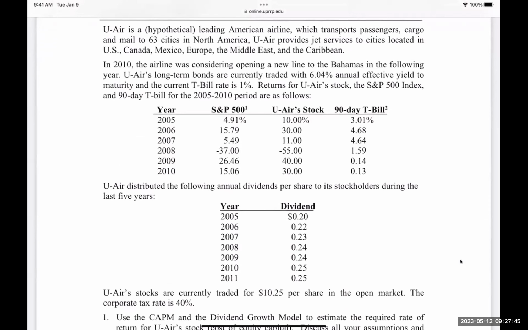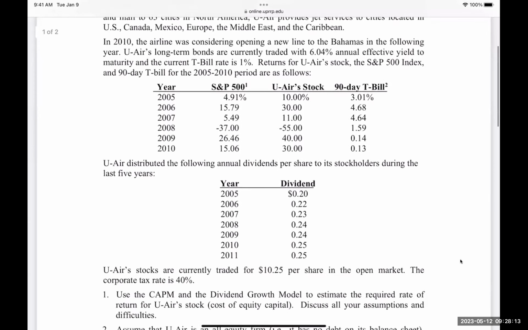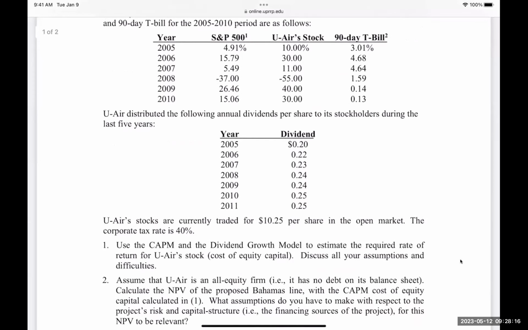So UAIR is that American airline. In 2010, the airline was considering opening a new line to the Bahamas in the following year. UAIR's long-term bonds are currently traded at 6.04% annual effective yield to maturity, and the current T-bill rate is 1%. Returns for UAIR stock, the S&P 500 index, and 90-day T-bill for that year are given. So this is all the information given. Now from here, I ask you to use CAPM and then also the dividend growth model to estimate the required rate of return for UAIR stock.